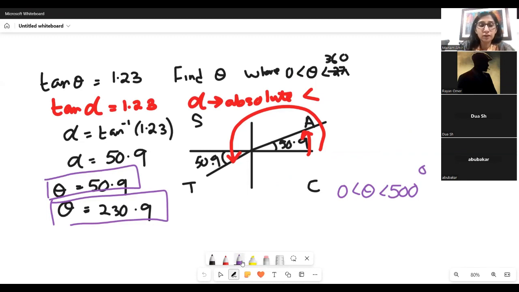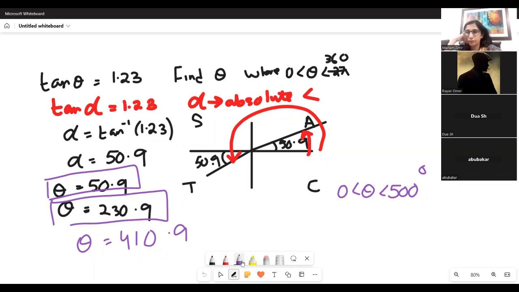So one of the answers is 50.9. Let's add 180 to it. We get the other answer, 230.9, which we already have. Now let's add 180 to it again. That gives us 410.9. So you would add another answer to it. But if you again add 180 to it, it goes beyond 500. That won't be part of our solution.